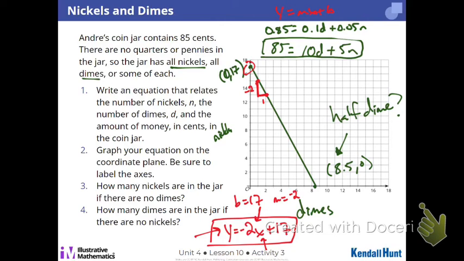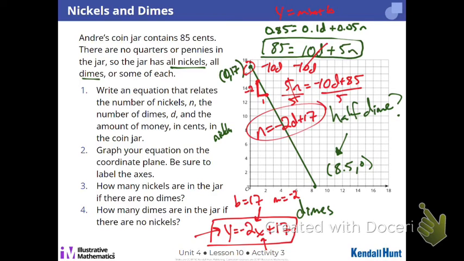Now let's do it to it. Let's solve this. In this case, I have x and y instead of a d and an n. So I'm going to solve for n. Minus 10d, minus 10d. So 5n equals -10d plus 85. If I divide everything by 5, look what I get. n equals -2d plus 17. Boom.